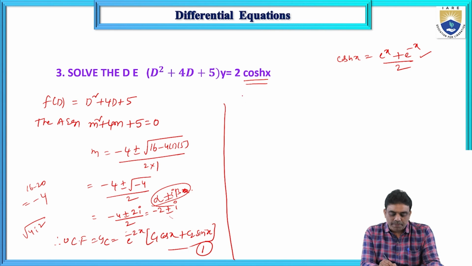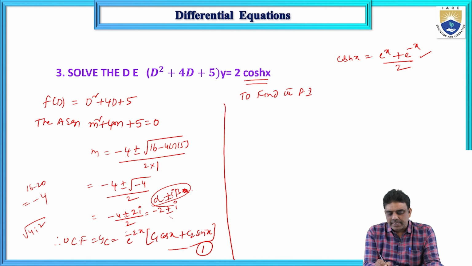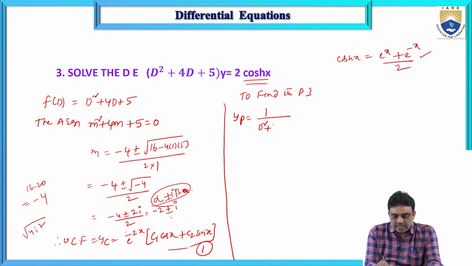Now, to find the particular integral, yp is equal to 1 by, what is the function? 1 by (D square plus 4D plus 5) of 2 cos hx.